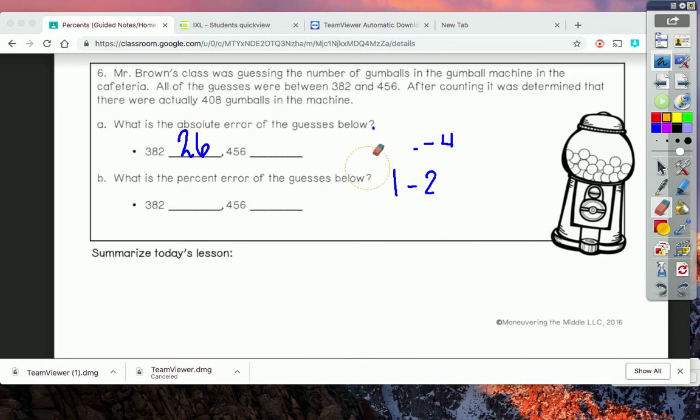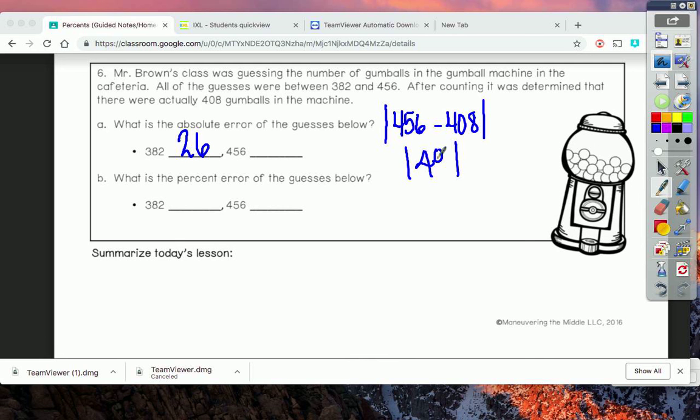All right. And for our next one, we have an acceptable value of 456 minus what? 408. 456 minus 408 is what? 48. It's 48. And the absolute value of 48? 48. So here is 48.